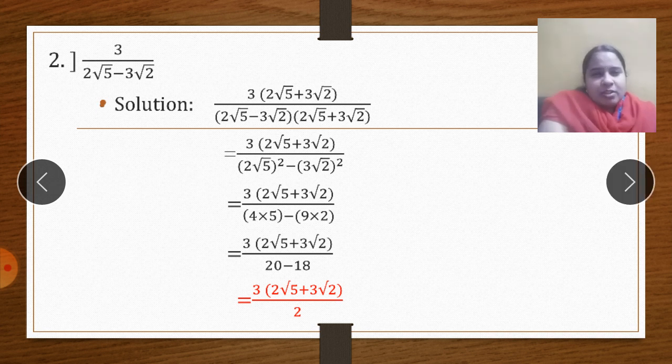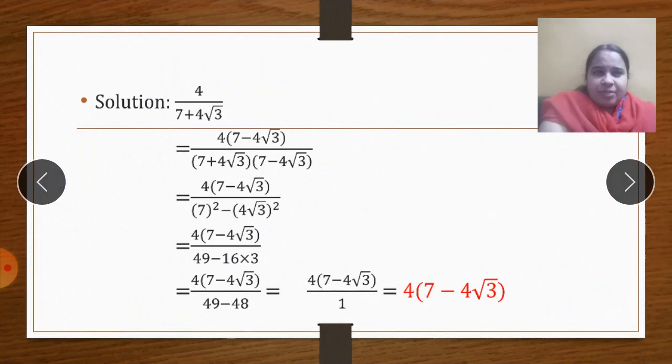Okay? This is exactly similar to the previous sum. I hope you have understood it. Look at the third sum. 4 upon 7 plus 4 root 3. Now be sincere.